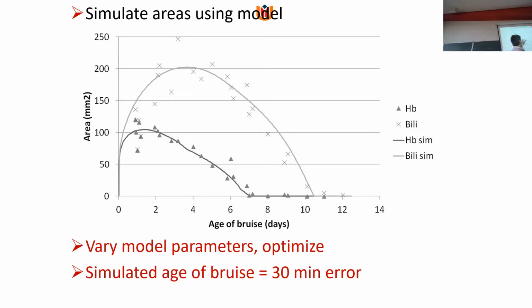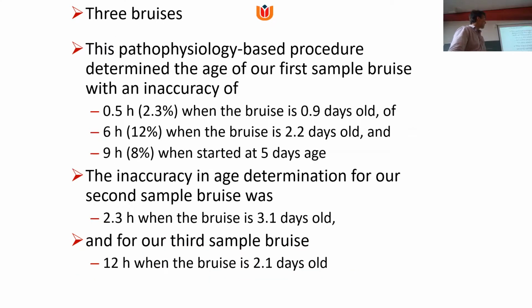And from this, we can calculate back to T0. That was about a 20 or 30 minute error. There was a 6-hour error when the bruise was 2.2 days old. We had some 9-hour error with a 5-day-old bruise.